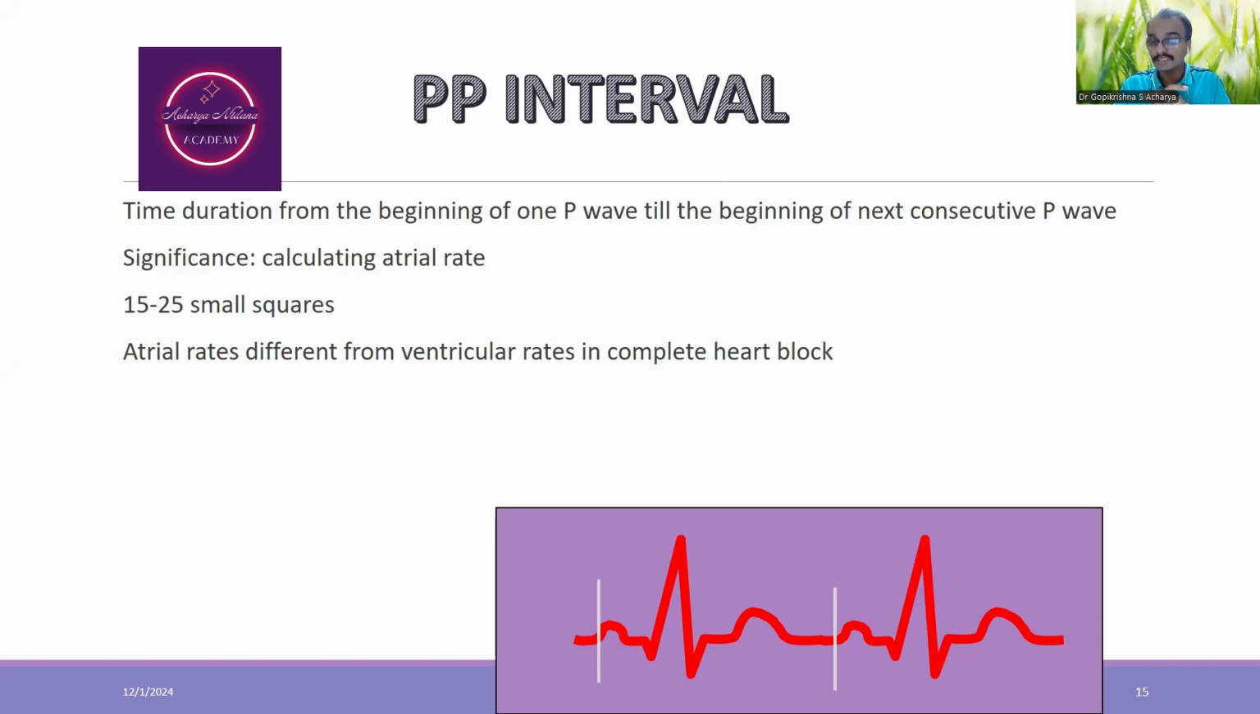Normally the atrial rate will be equal to the ventricular rate. But they may be different in cases of complete heart block. Atrial rate will be increased, but ventricular rate will be decreased.